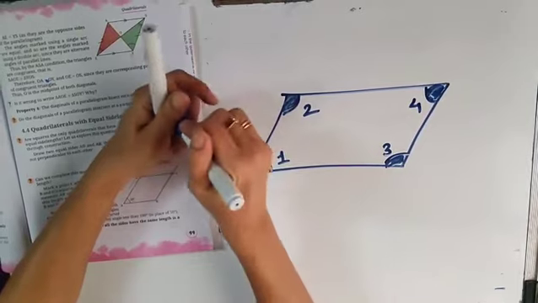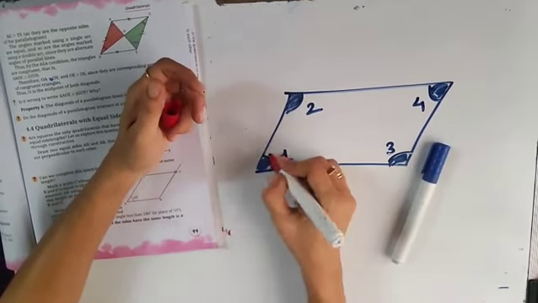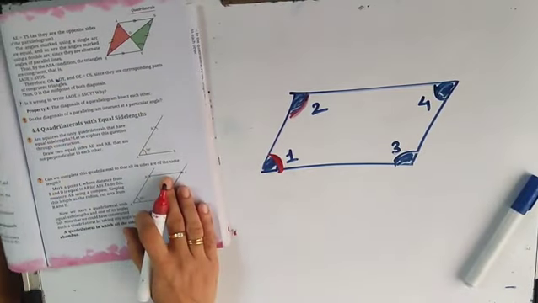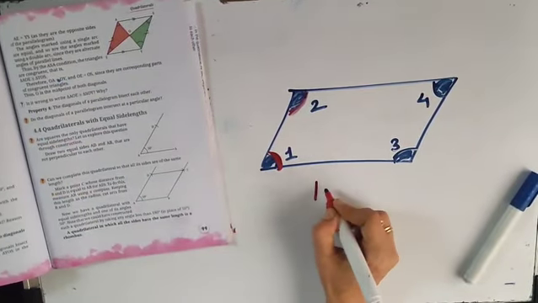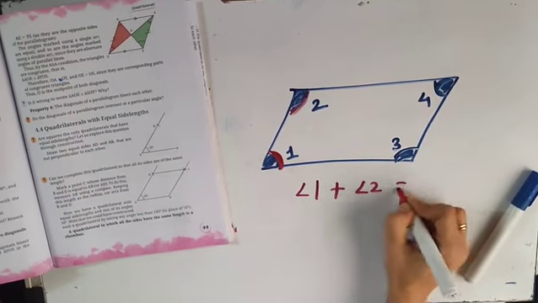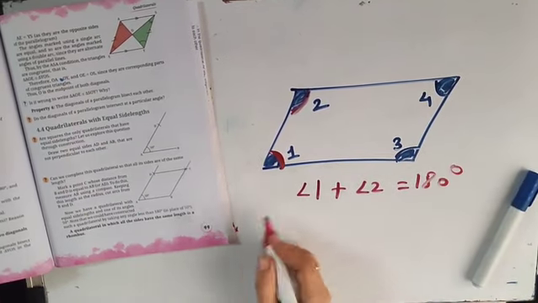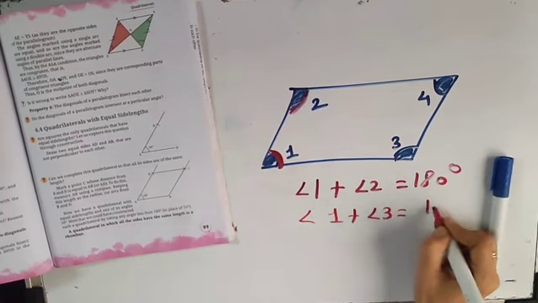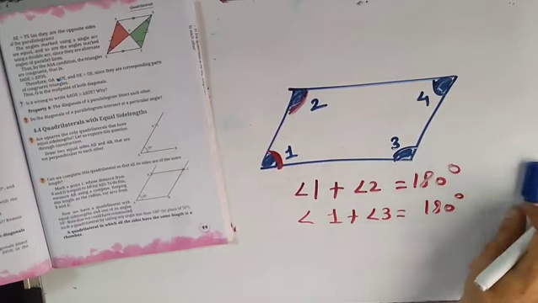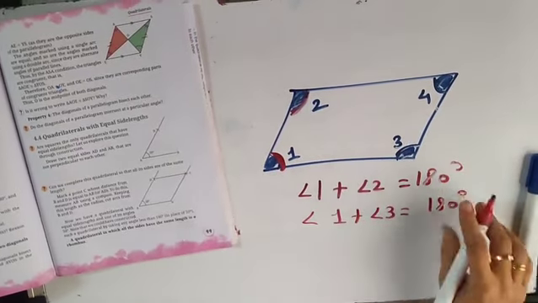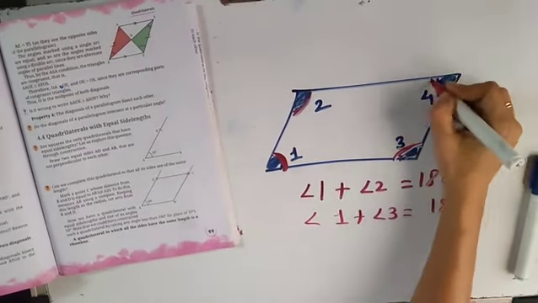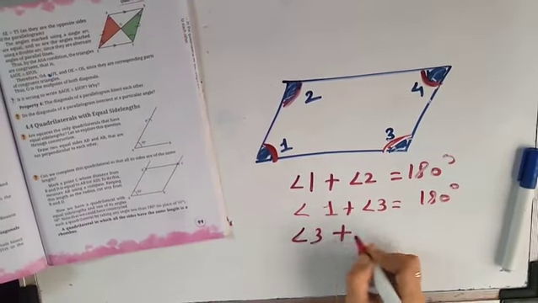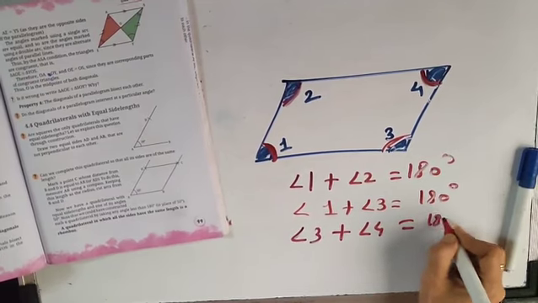So you have to say that here angle 1 plus angle 2, what is the sum of these two angles? 180 degrees, means angle 1 and angle 2 are supplementary angles. Same way angle 1 plus angle 3, again what is the addition? 180 degrees. Angle 3 and 4, suppose you take these angles. 3 and 4, what is the relation between 3 and 4? They are supplementary angles, so the addition is 180 degrees.